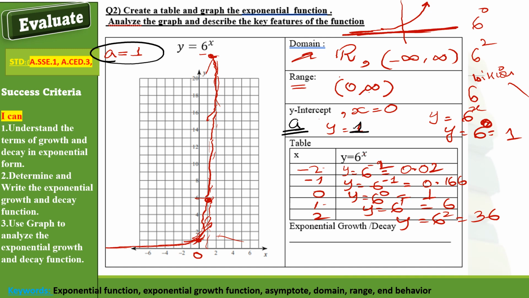So is it exponential growth or decay? It is exponential growth because the b factor is greater than 1.